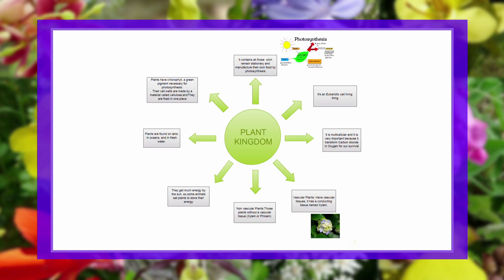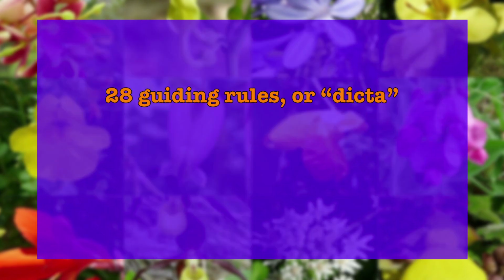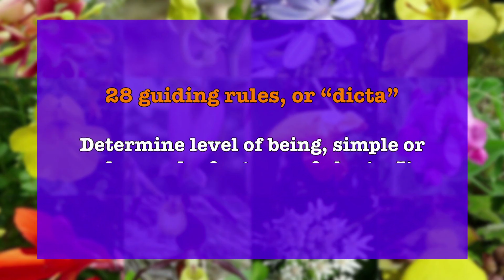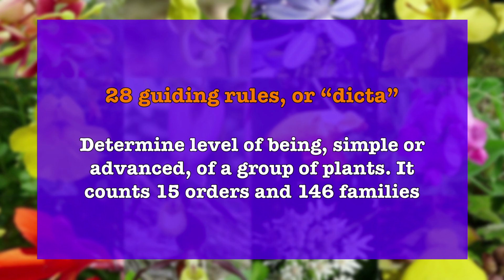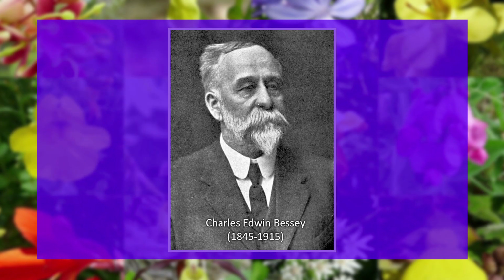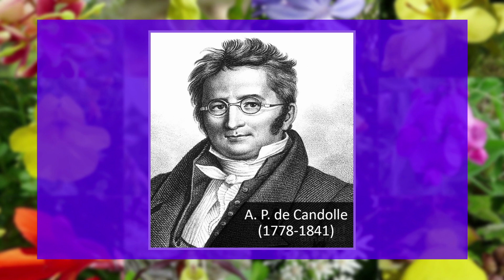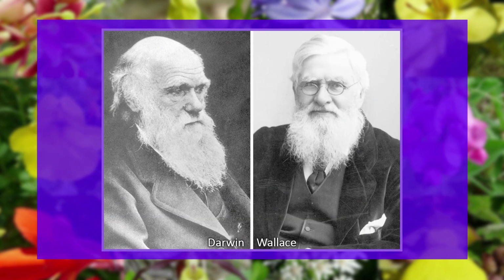The system is based on 28 guiding rules or dicta to determine the level of being simple or advanced of a group of plants. It counts 15 orders and 146 families. Bessey based his system on the tradition of De Candolle, Bentham and Hooker. He was also influenced by Darwin and Wallace.